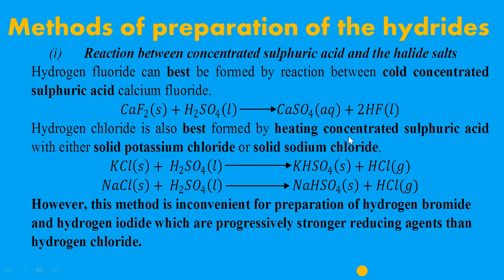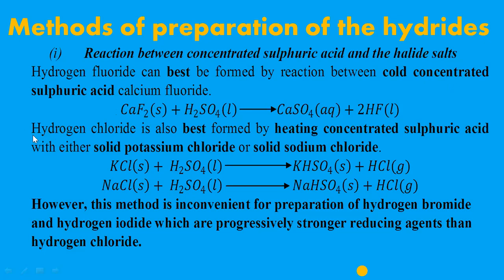Hydrogen fluoride can best be formed by reaction between cold concentrated sulfuric acid and calcium fluoride. Yes, that's the best way you can prepare hydrogen fluoride in the laboratory. Note these conditions. The sulfuric acid should be cold and concentrated. It becomes hot for the other hydrogen halides. So with hydrogen fluoride, we should use cold concentrated sulfuric acid. With calcium fluoride, it forms calcium sulfate and hydrogen fluoride liquid.